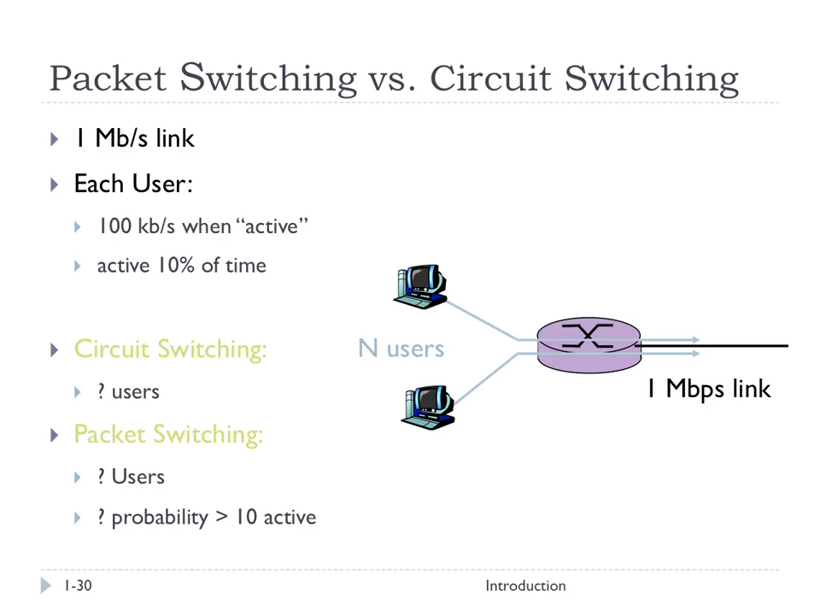So the first question is, if this is a circuit switched network, how many users can we support? We've got a 1 megabit per second link, and each user uses 100 kilobits per second when they're active, and they're active 10% of the time. The circuit switching is actually the easier problem to solve here. So how many users can we support if we're circuit switching this environment? 10. And why is that? How'd you get 10?